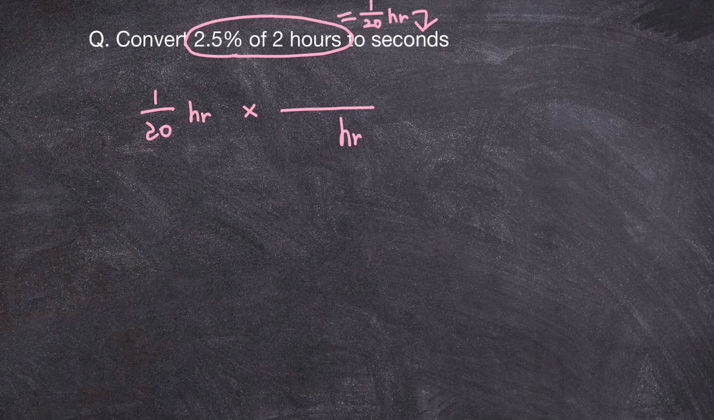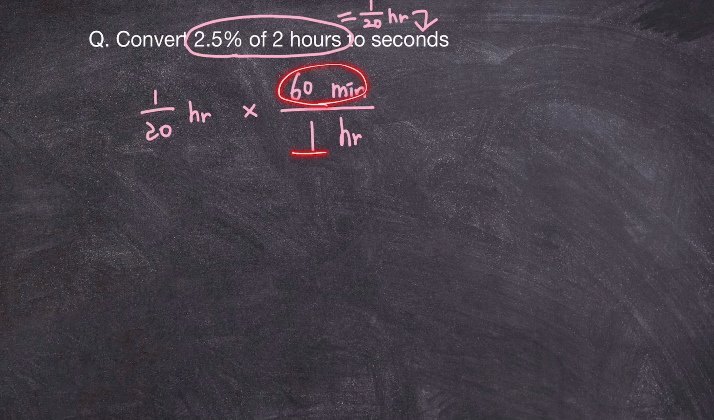And instead of putting seconds, because I do not know how many seconds there are in 1 hour, I'm going to first convert hour into minute and then convert minute to seconds. So I'm going to put minute here at this point. And I need these two numbers to be equal to each other. So I'm going to put 1 here. And since there are 60 minutes in 1 hour, I'm going to put 60 here.